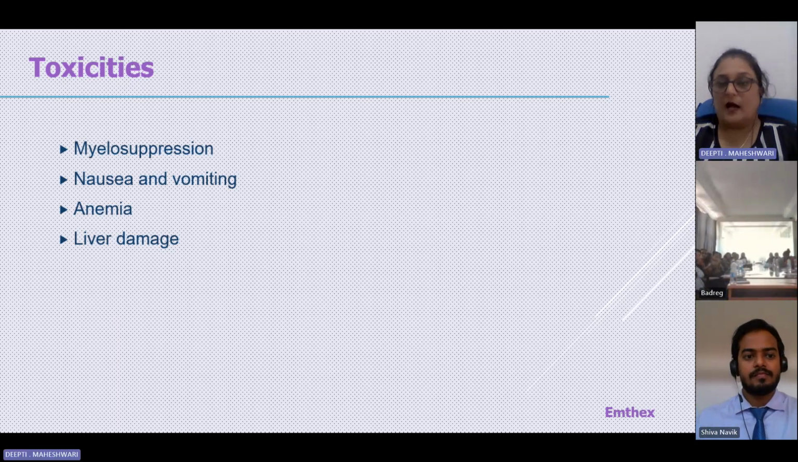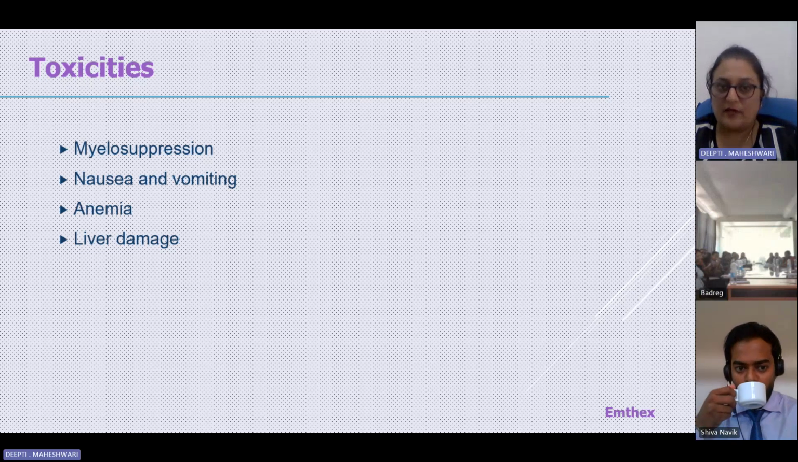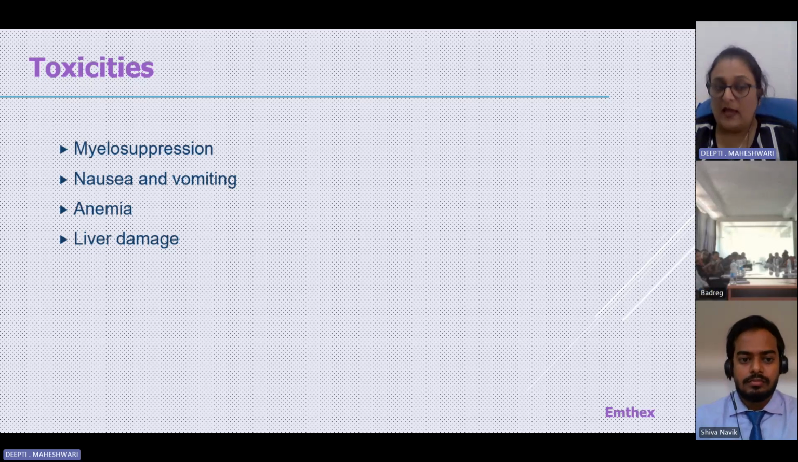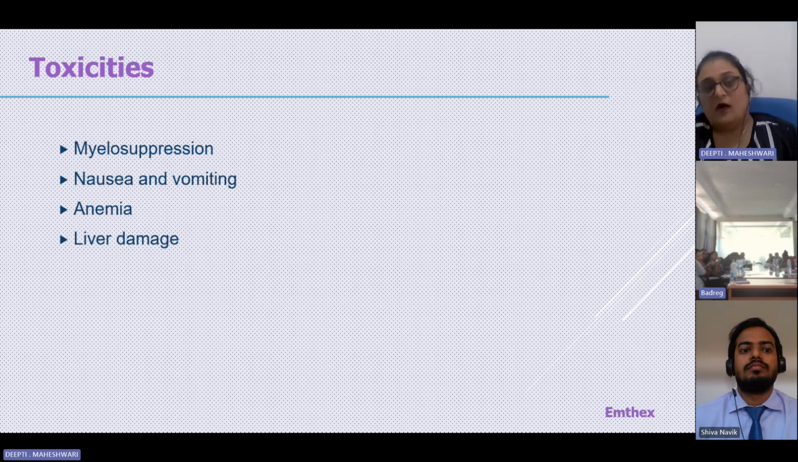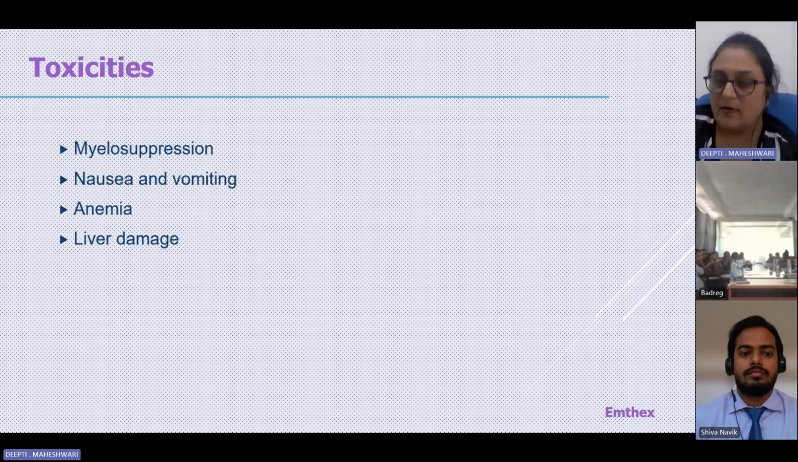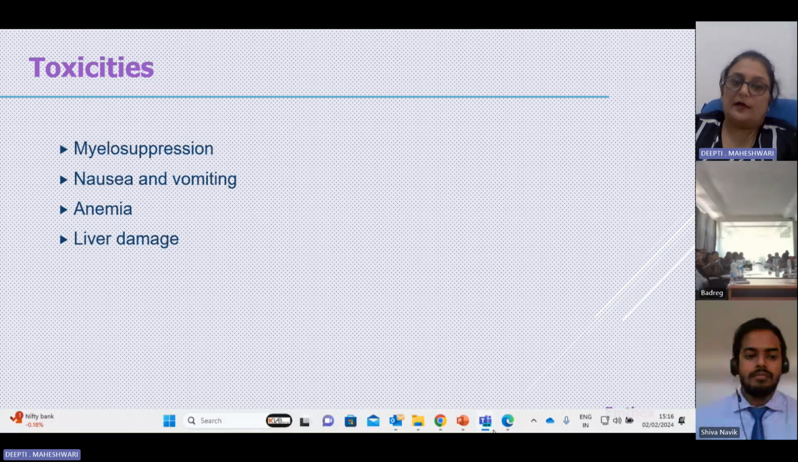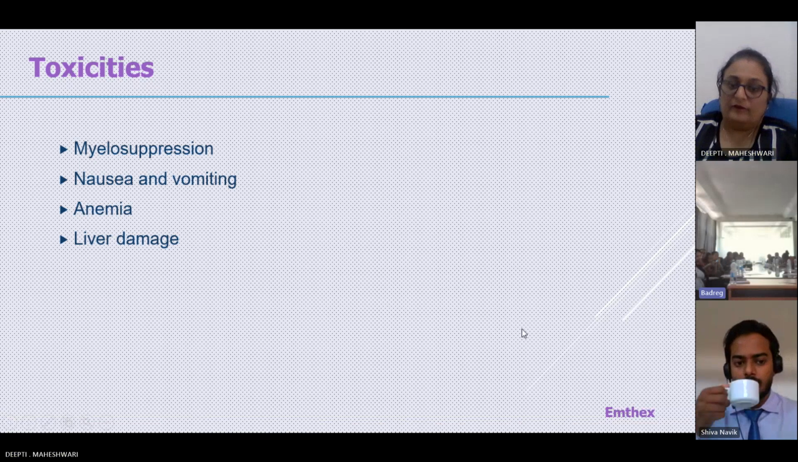Similarly, like how a patient suffers from myelosuppression, the patient also suffers from nausea and vomiting, which is chemotherapy induced nausea and vomiting. Anemia is also derived because the patient is suffering from myelosuppression. So anemia also the patient can get if suffering from myelosuppression. Liver can also be damaged in some of the cases where methotrexate is given.